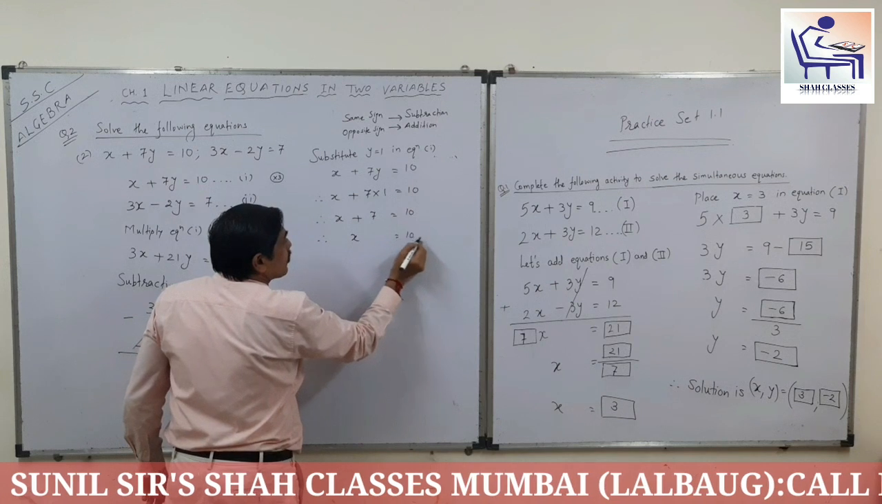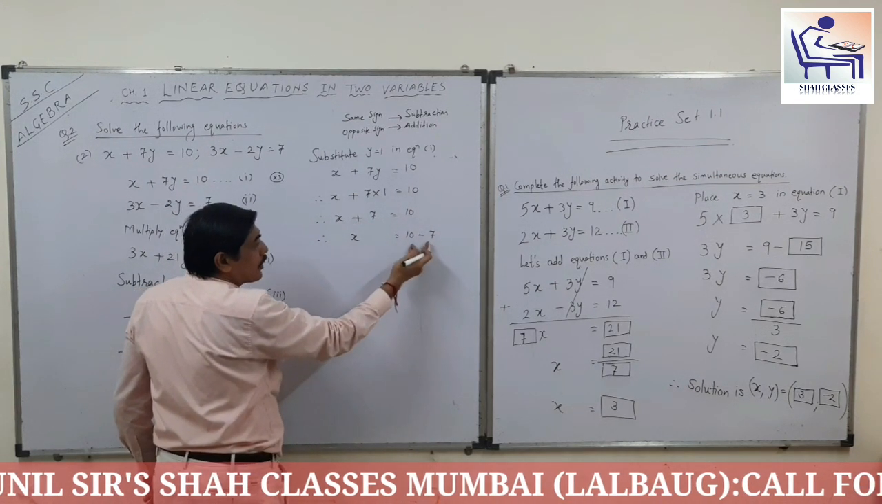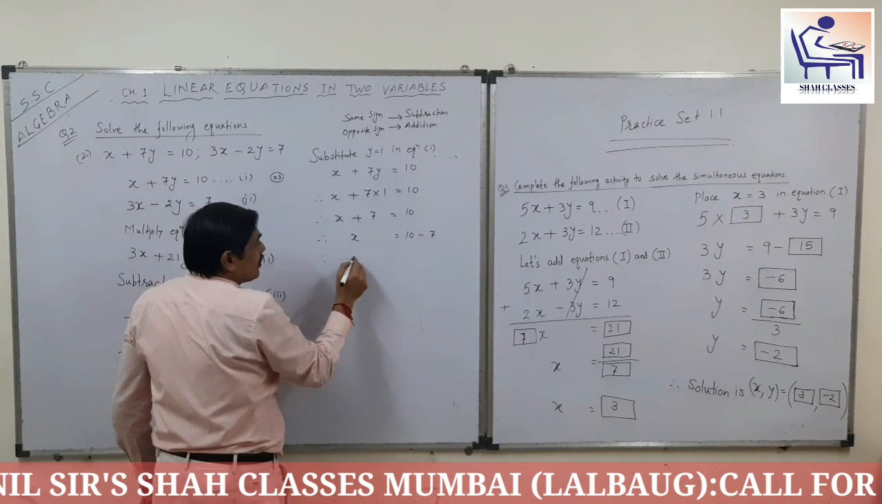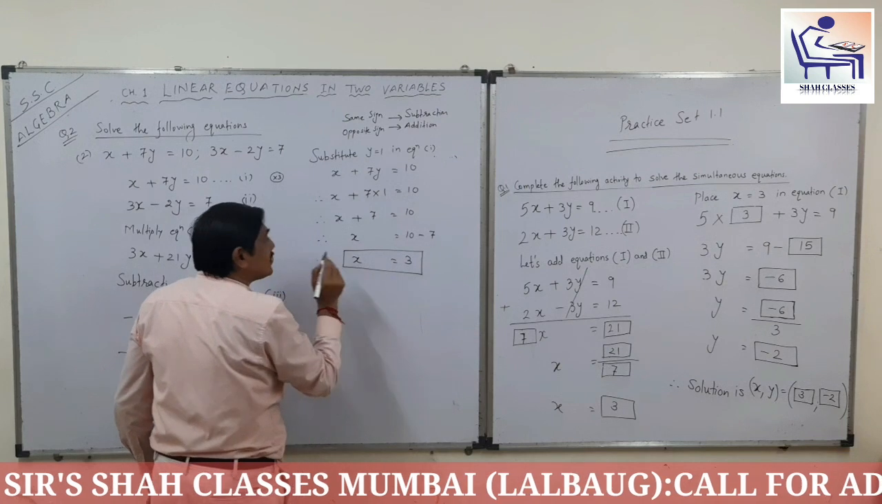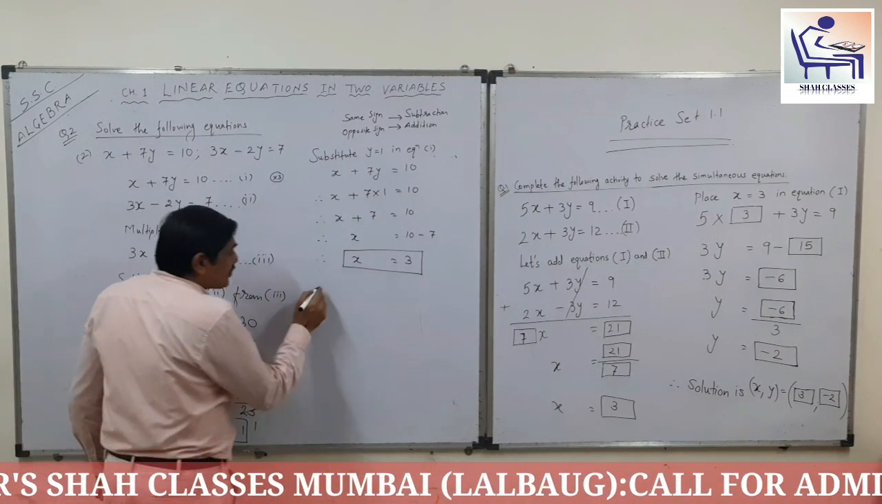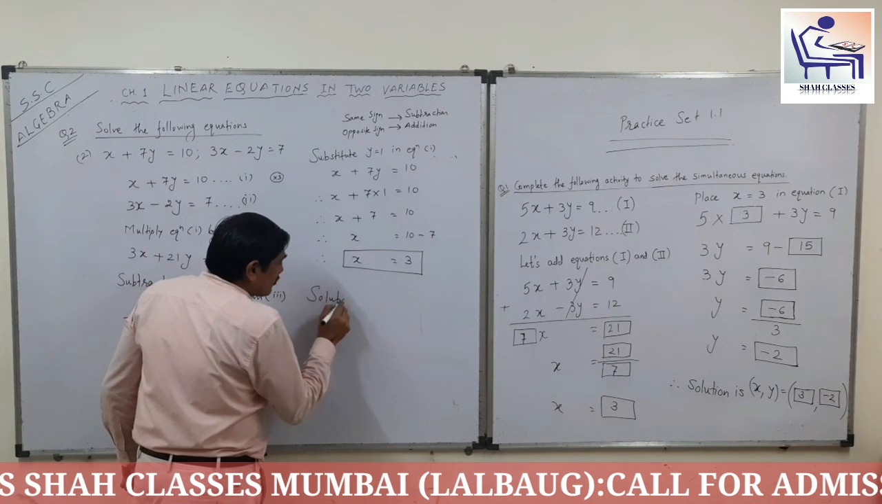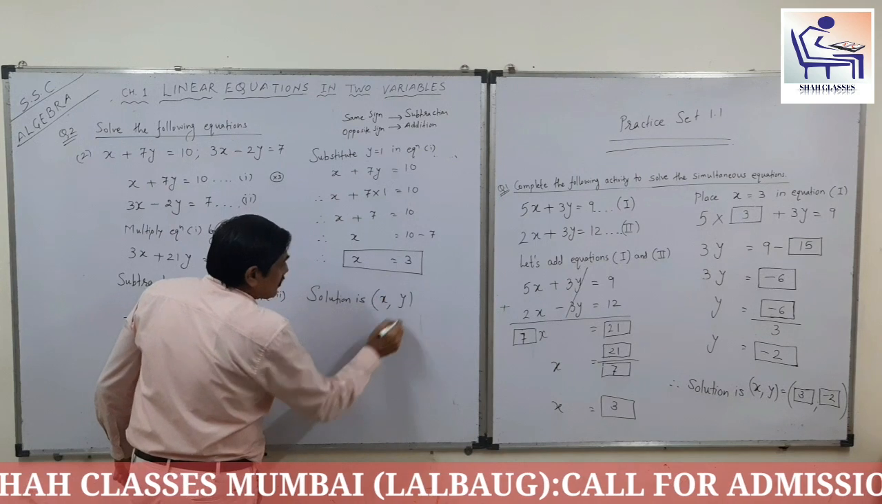Now x plus 7 is equal to 10. So x is equal to 10 minus 7. Remember this, positive sign becomes negative when it goes on the other side. So x is equal to 3. We got the value of x as 3. So final solution. Solution is x, y.